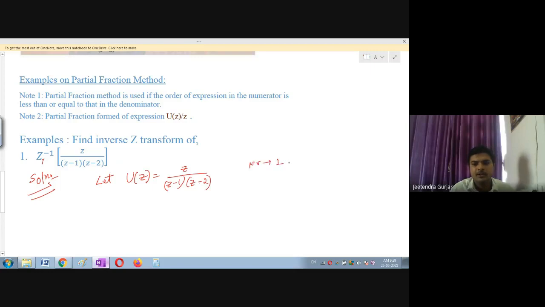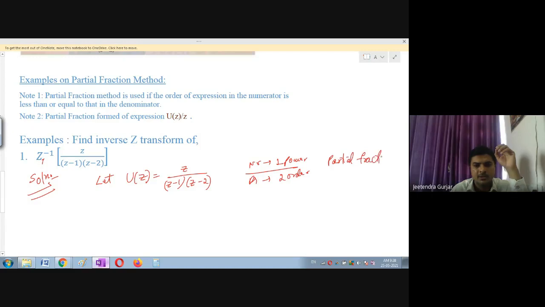Highest power is 1. And in the denominator, the highest power of Z is 2. So this is also known as order. Order is 2 in the denominator. Order is 1 in the numerator. Then you can see we can apply the partial fractions rule.